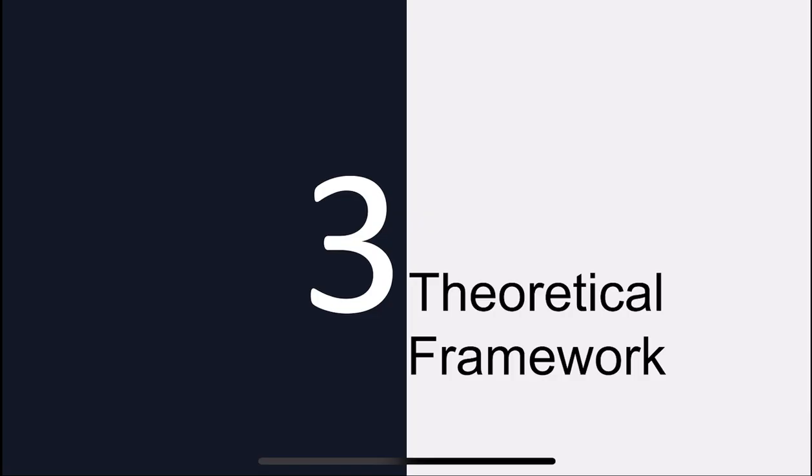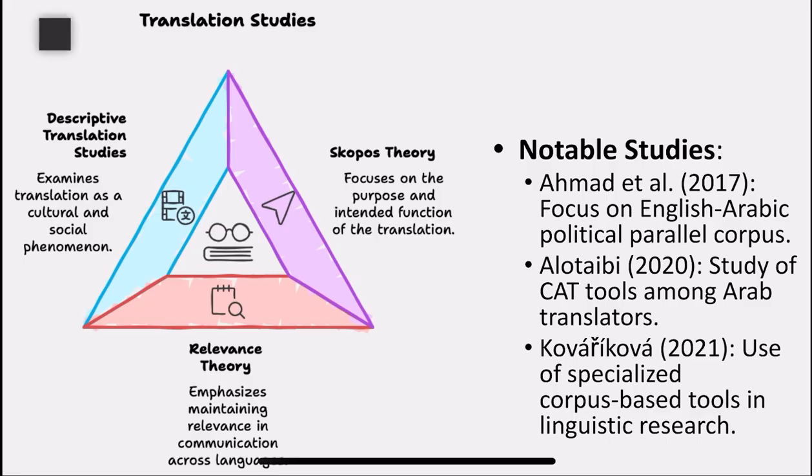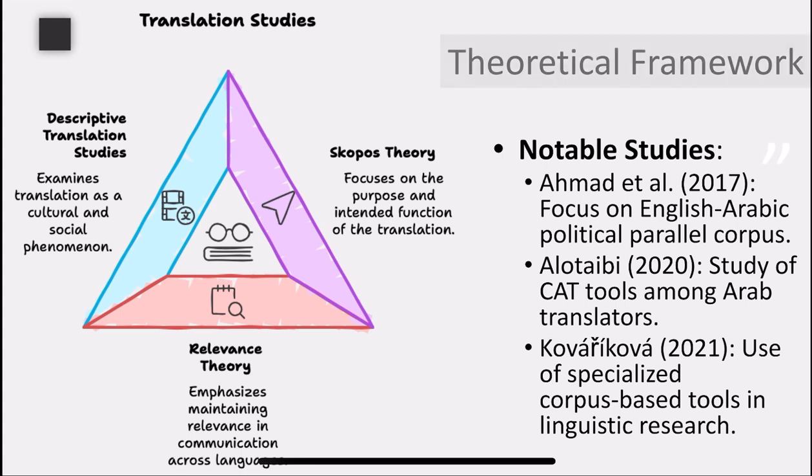Then going forward to the theoretical framework. For this study, I've decided to adapt three main theories, which are mainly Skopos theory, which focuses on the purpose and the intended function of the translation. And then I've also adapted descriptive translation studies, which examines translation as a cultural and social phenomenon. And finally, relevance theory, which emphasizes maintaining relevance in communication across languages.